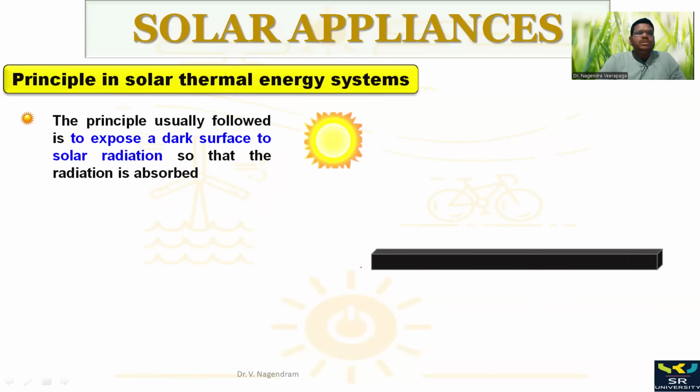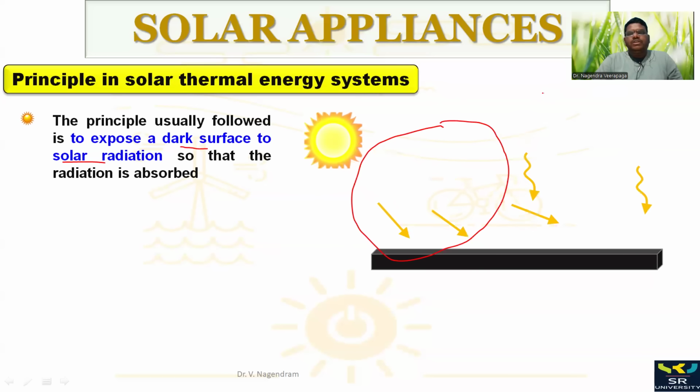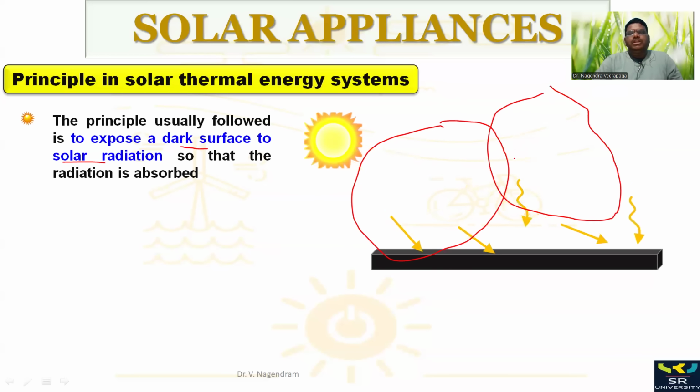So what are we doing here? We expose this dark surface, this black body, to the solar radiation, and it absorbs that radiation. We all know that a black body is a good absorber. That's why we use a black coated material or black body to absorb our solar energy. Here we can see two energies coming. Both are solar radiations.